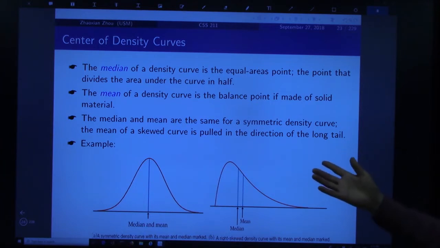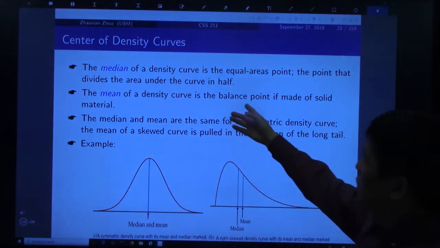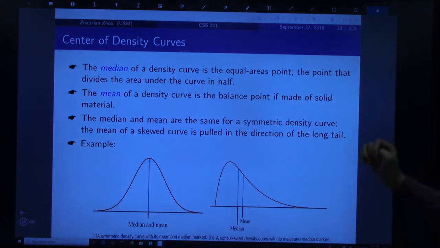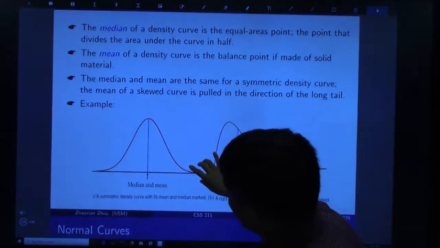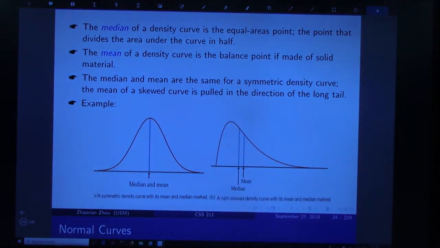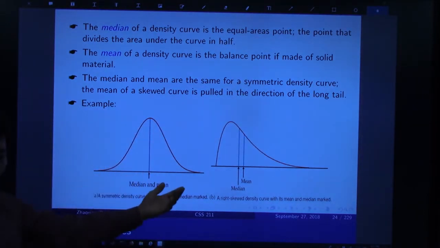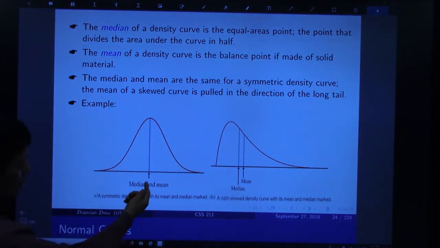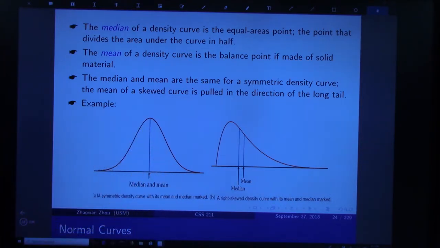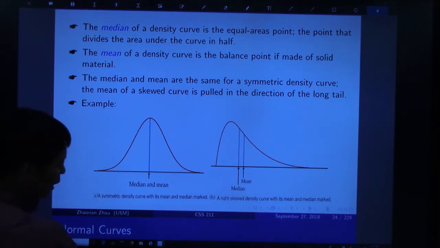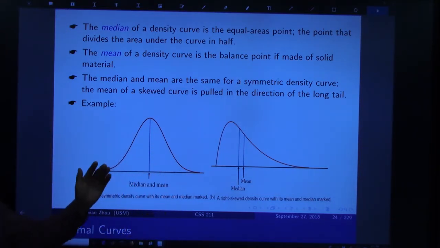The mean of the density curve is the balanced point if the curve were made of solid material. For example, this one here is a definitely symmetric distribution. That means the median and the mean are identical. Left and right, both areas are the same. And this is also the point of balance if this were made of a solid material, made of iron or wood or anything. That means if we hold it here, it will be balanced at this point.